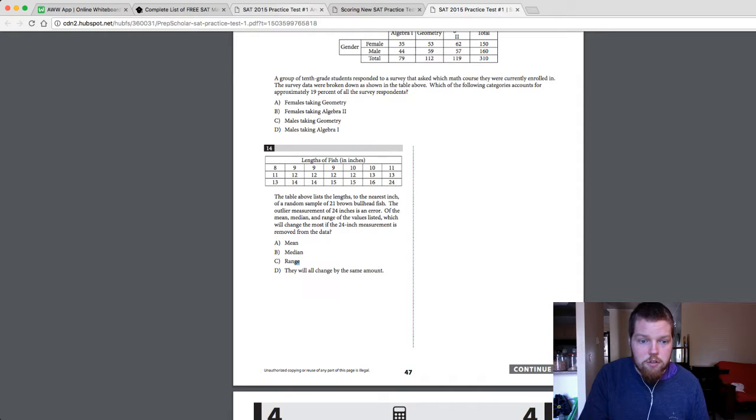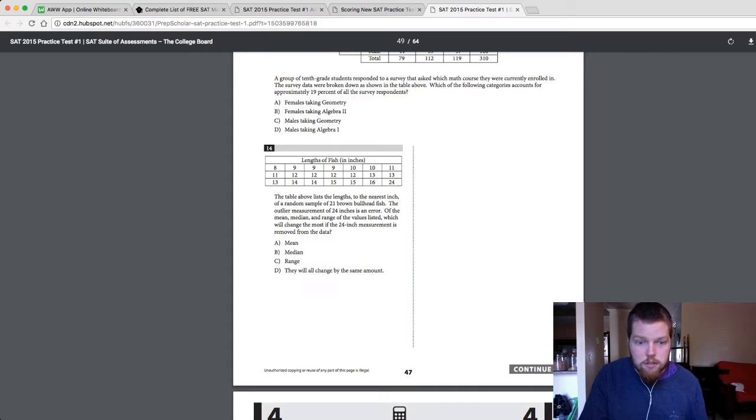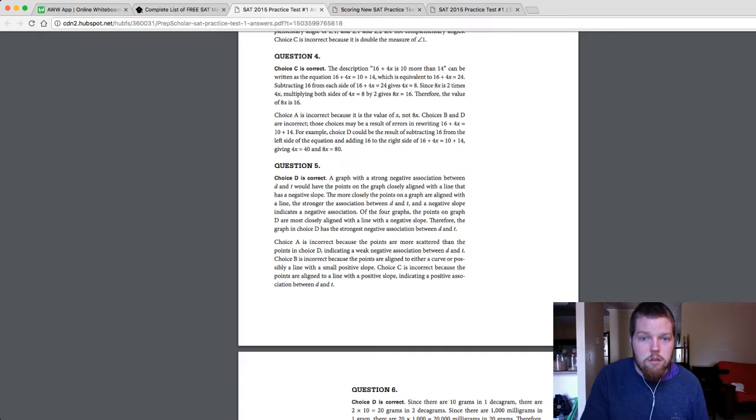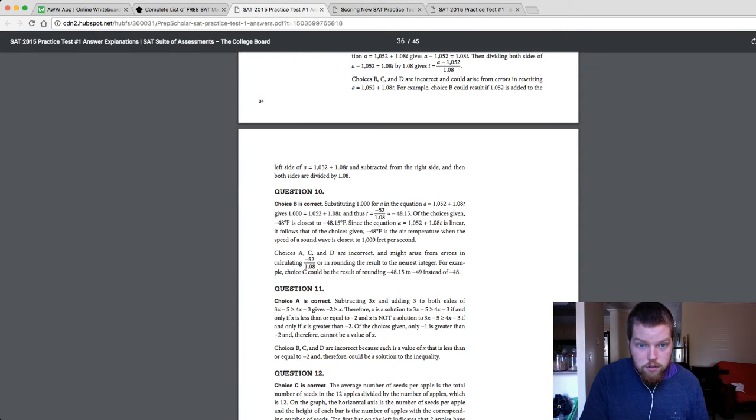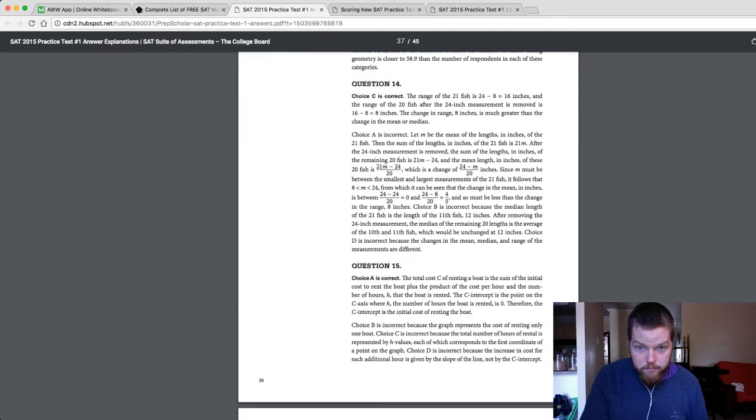I'm just using intuition there to say that, because for the average, you're going to add up 21 numbers, and if you just divide a similar sum by 20, it's going to be something close. So let's see what they say for an explanation for question 14. So the change in the range, 8 inches, is much greater than the change in the mean or median.